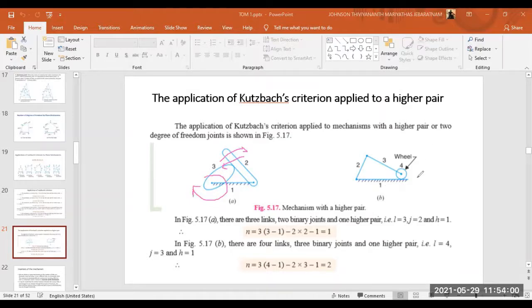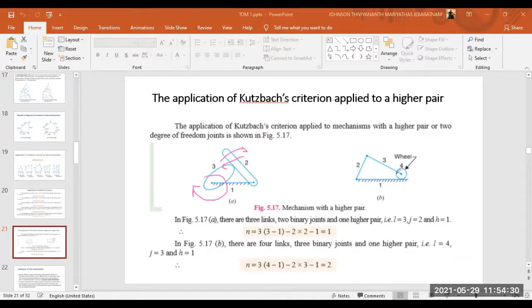Similarly, we can look into here also, right? So this is a type of toy, you can say, a wheeled toy, right? So again we will apply the formula, right? So here again there is surface in contact. So n is equal to 3 into L minus 1 minus 2j minus h, right? So L is 4 links, right? Link 1, link 2, link 3, and link 4, right?